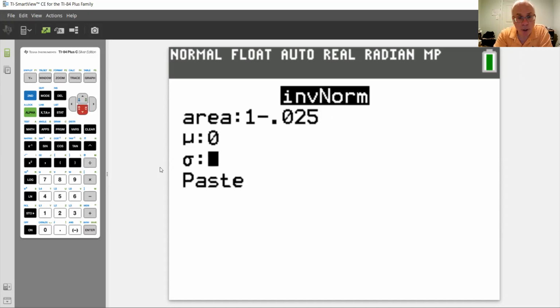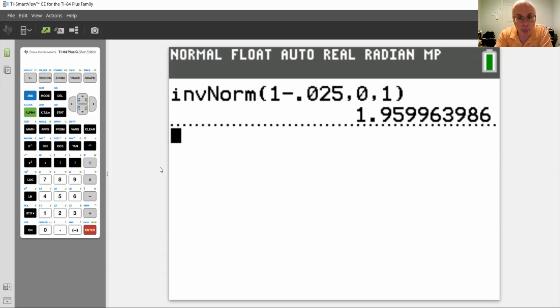Anyway, we scroll down, hit enter. There's our 1.96, but I'm going to leave all the digits there. I'm not going to round. And then I'm going to hit the multiplication, because now that I have z, I need to multiply that by the standard error to get my margin of error. So again, the standard error is going to be square root.